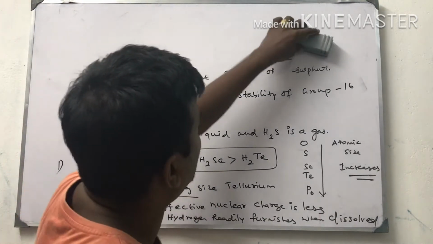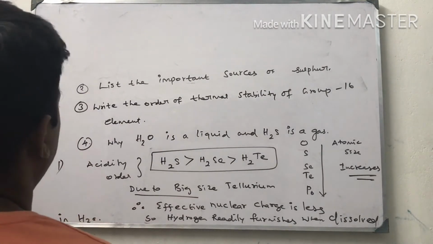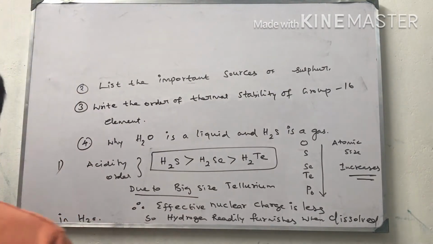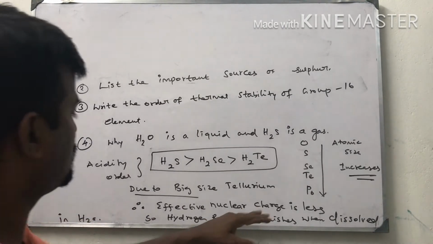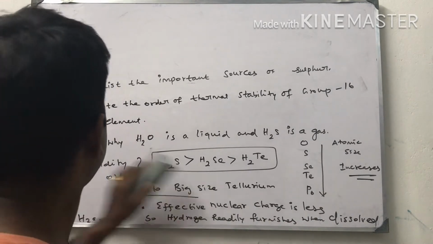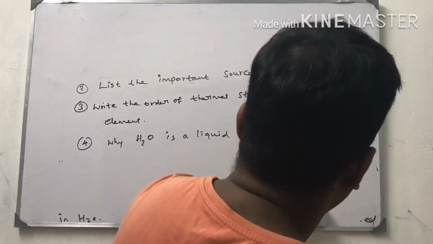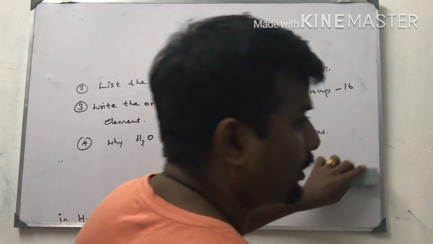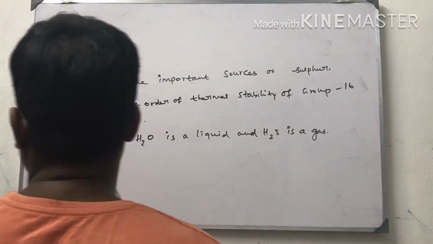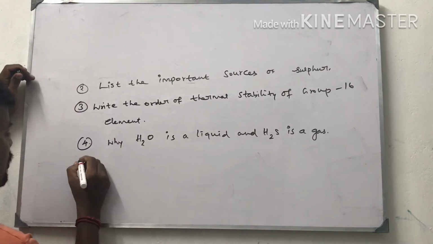Now I am going to ask the second question. List the important sources of sulfur. This is the second question. Due to the big size of tellurium, the effective nuclear charge is less, so hydrogen readily furnishes and dissolves in water. Now I am going to answer the second question. What is the question they are asking? List the important sources of sulfur.